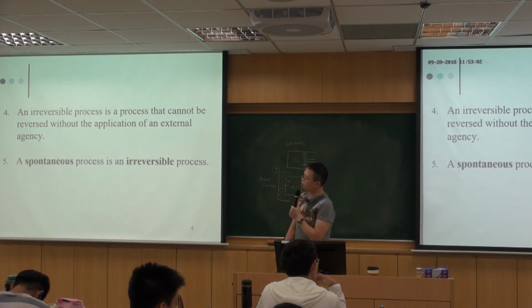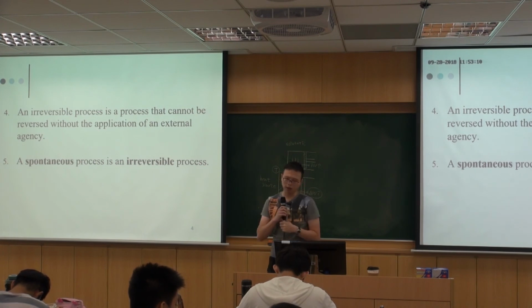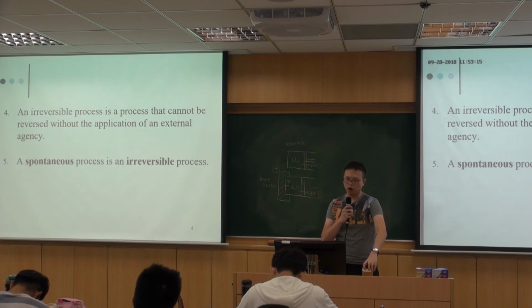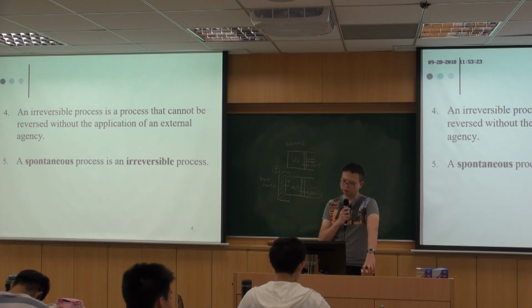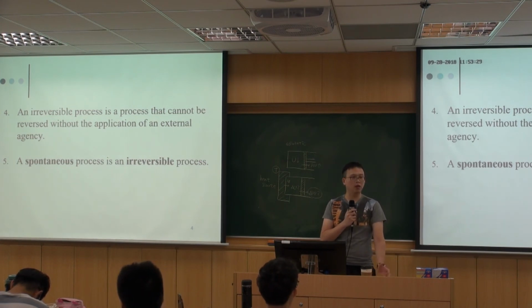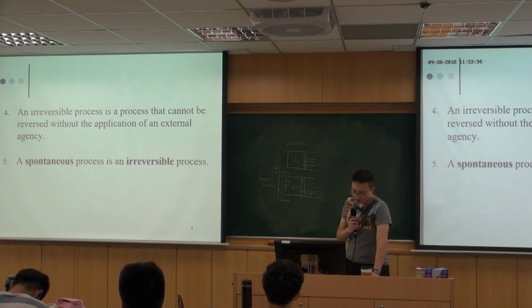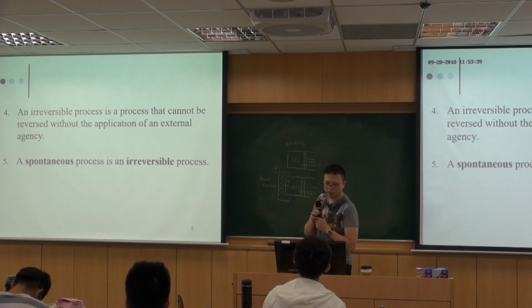So an irreversible process is a process that cannot be reversed without application of external agents. It means that for most of the processes that we see happening all around us, they are all irreversible. So if you want to have a reversible process, it means that you have to keep in equilibrium at all times, which is very hard. So the bottom line is that a spontaneous process is an irreversible process.